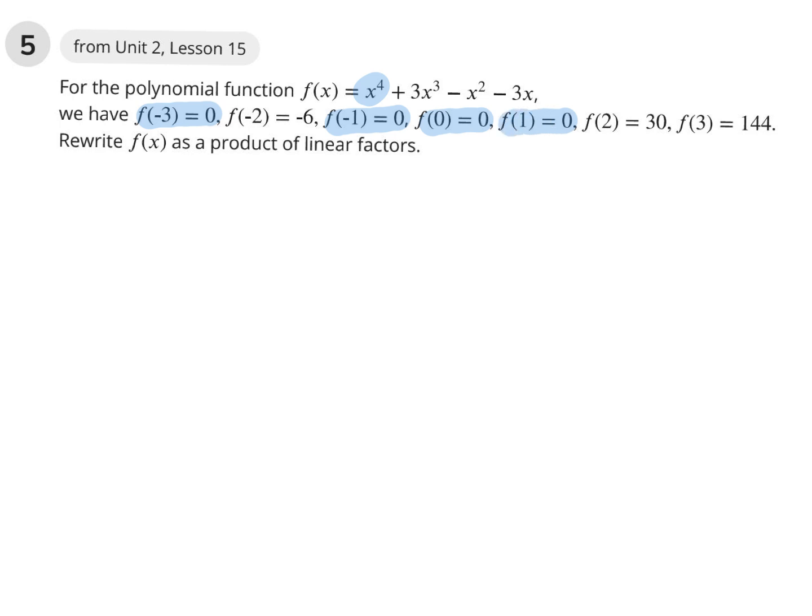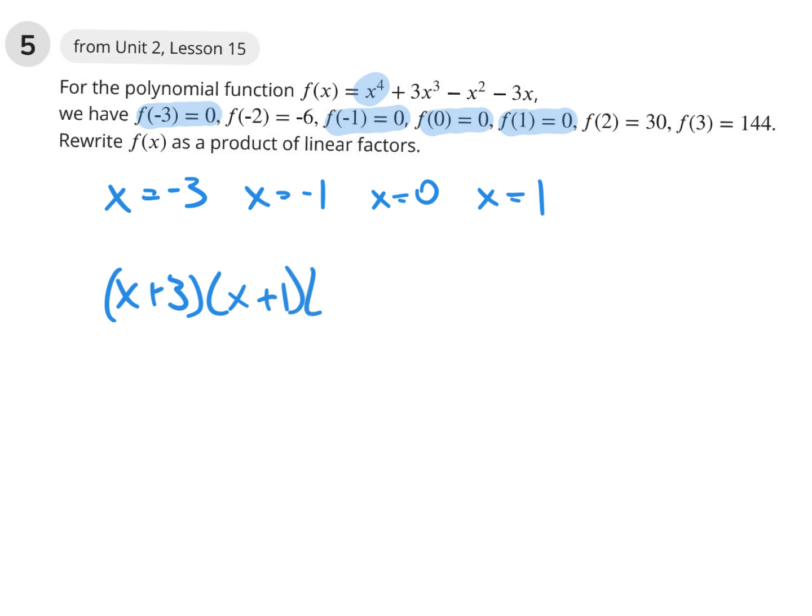So to write these as intercepts so you don't get confused: x equals negative 3, x equals negative 1, x equals 0, because these are your inputs, x equals 1. To change intercepts into factors, you have to change the sign. So x plus 3, x plus 1, well, that one is just x, and then x minus 1. So this is our function factored, because somebody already gave us the zeros. If not, we would have to long divide.